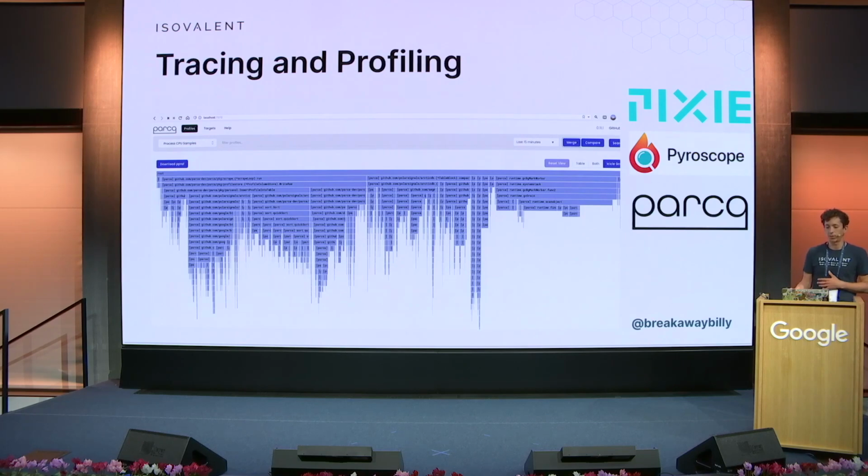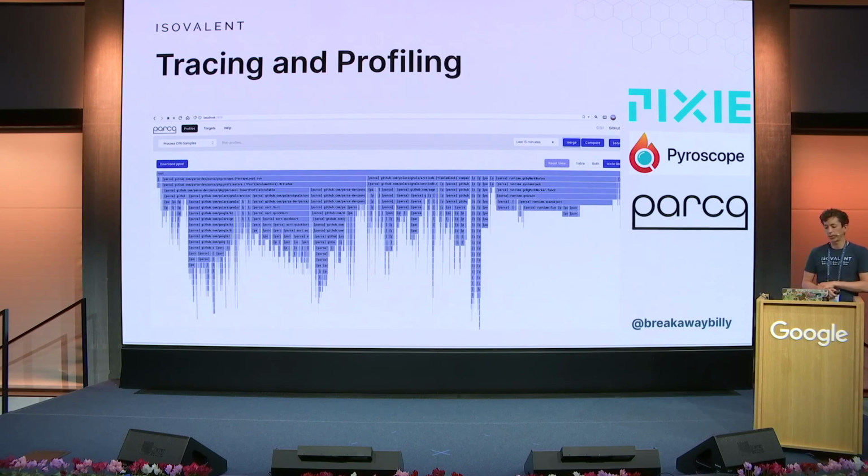And the last cloud-native use case I'll talk about is around tracing and profiling. We're seeing a lot of projects like Pixie, Pyroscope and Parca coming up to profile applications so you can understand what is consuming the resources on your applications.